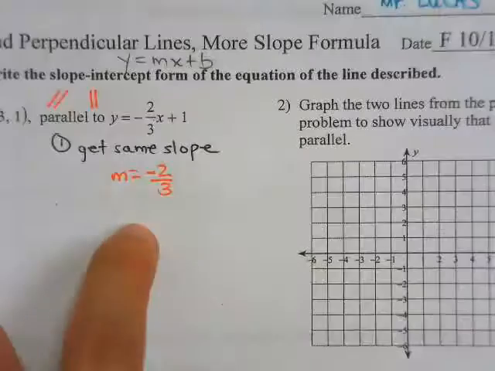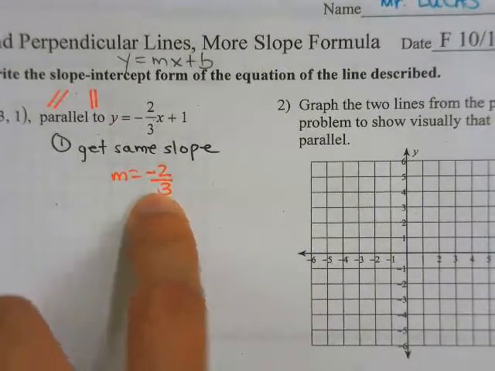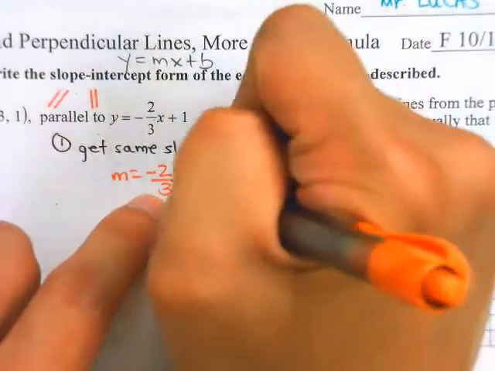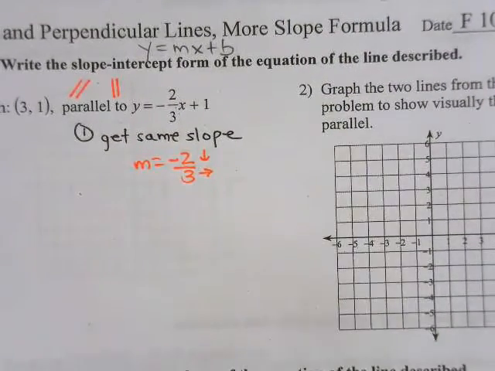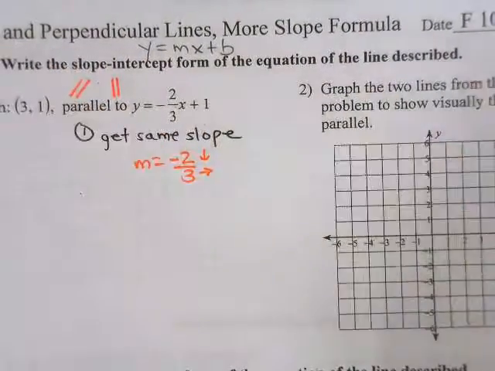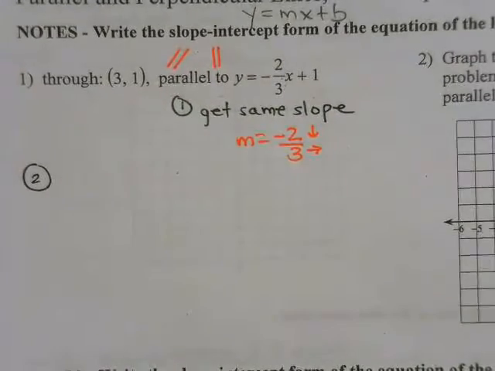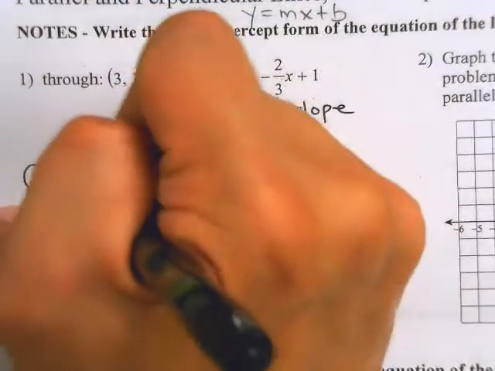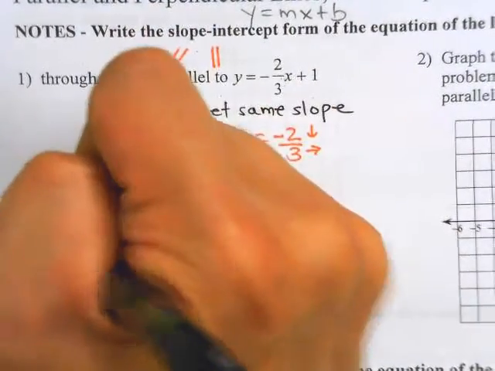We are going to graph this. What does negative 2 mean again? Do you go 2 up or 2 down? 2 down and 3 to the right, no matter what. We'll graph it a little bit later. Step 2. Once you get the same slope, because we're going to use that a little bit later, we're going to use y equals mx plus b to find b.